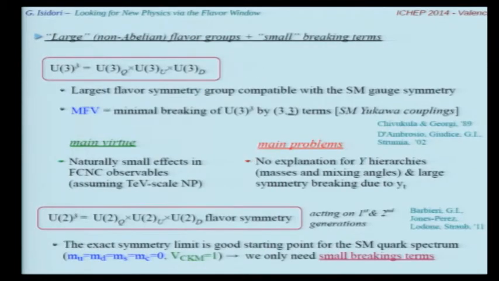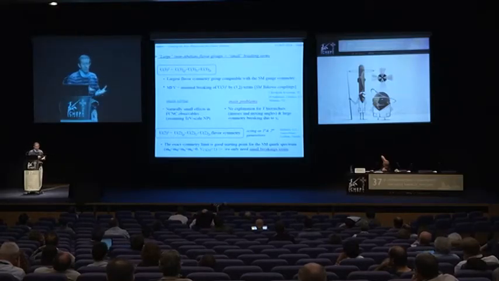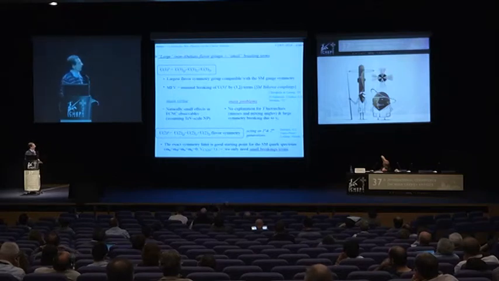So this is what I mean by large flavor symmetry and small breaking. Well, the largest flavor symmetry we can invoke is, for instance, in the quark sector, U(3) cubed. So this is the symmetry behind the idea of minimal flavor violation. That is, we have this huge flavor symmetry in absence of Yukawa couplings, and then we break this symmetry only with the Yukawa couplings. This is nice because it naturally explains why we don't see big deviations in flavor changing currents, but there is a problem because there is no explanation of why the Yukawas are what they are. So this is the question that I want to address.